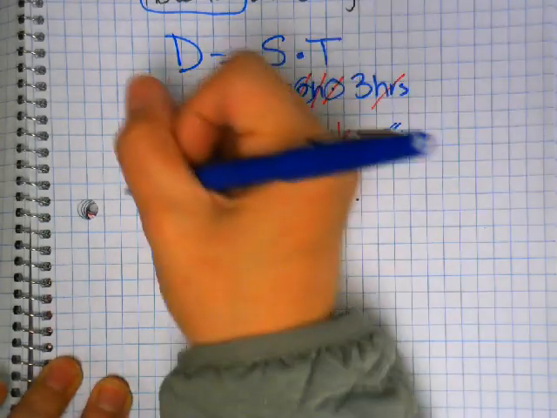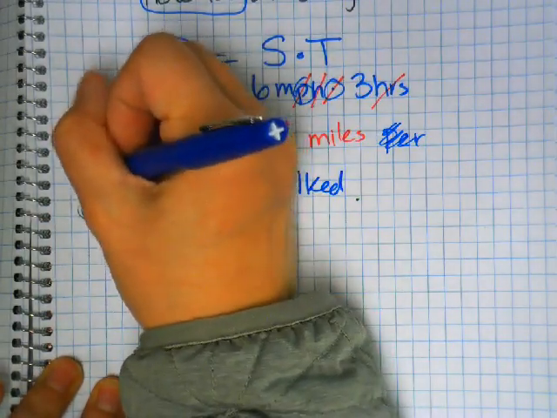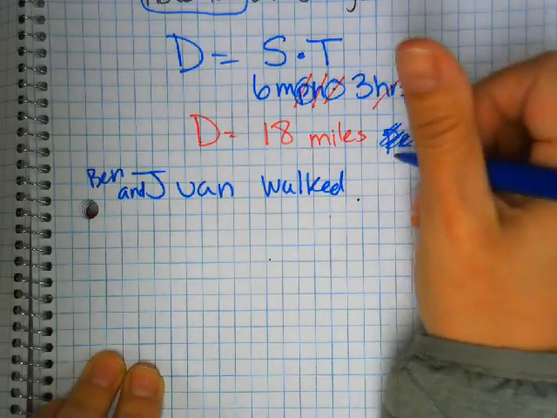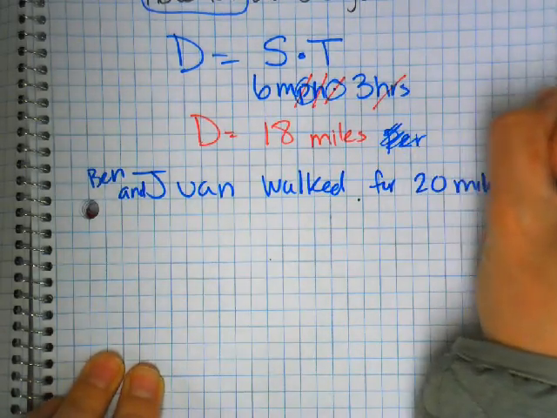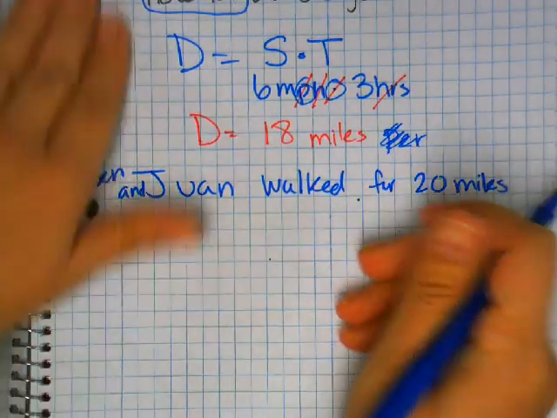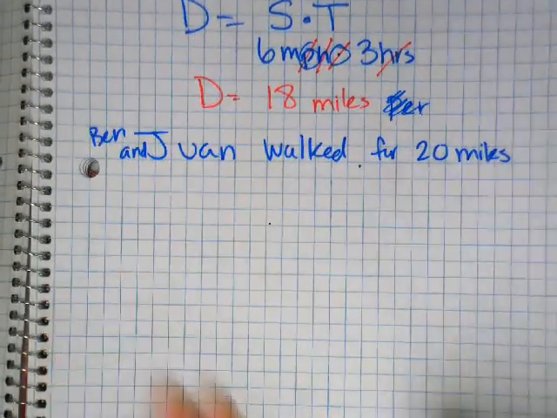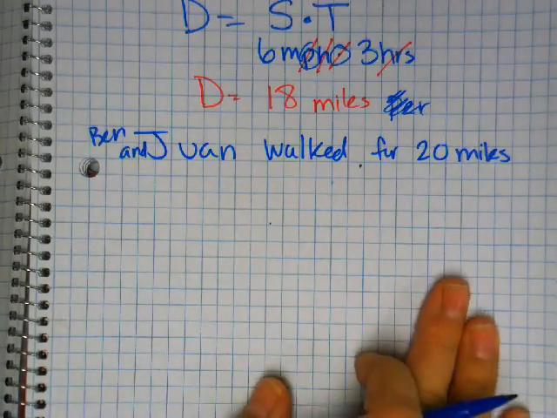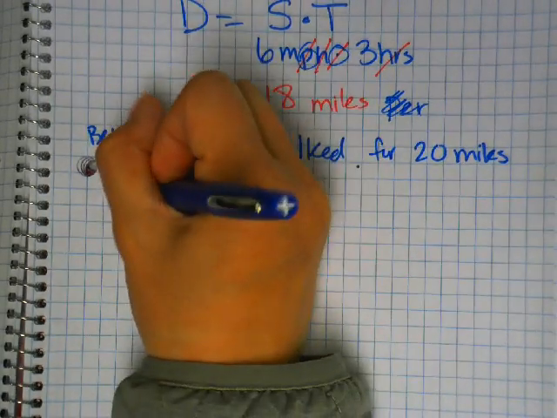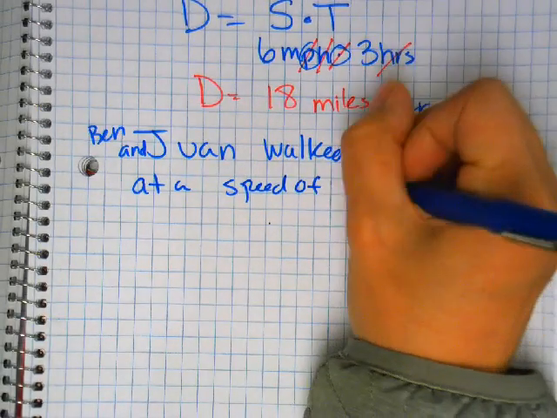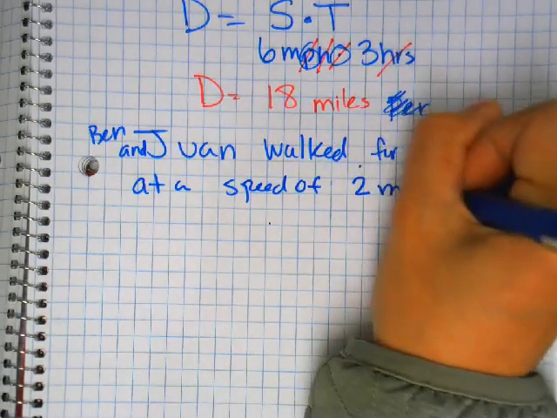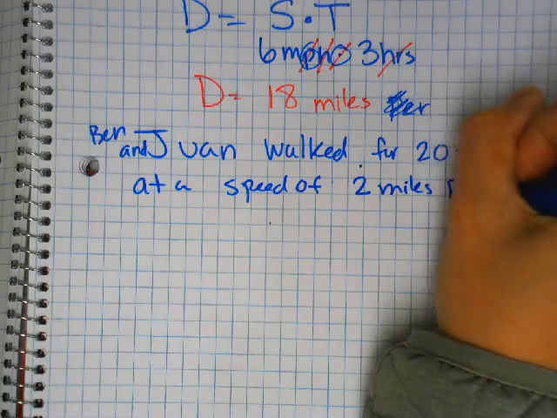Juan and Ben walked for 20 miles. Why not? Well, because Ben was smirking up here, so I said, you know what, we're going to add Ben to the word problem. That's crazy. At a speed of 2 miles per hour. Why are you laughing? I know. It's a walk.